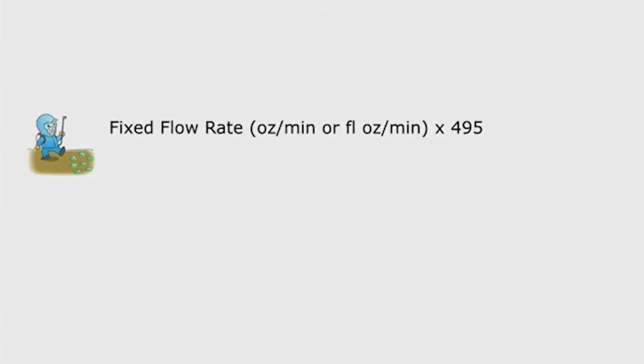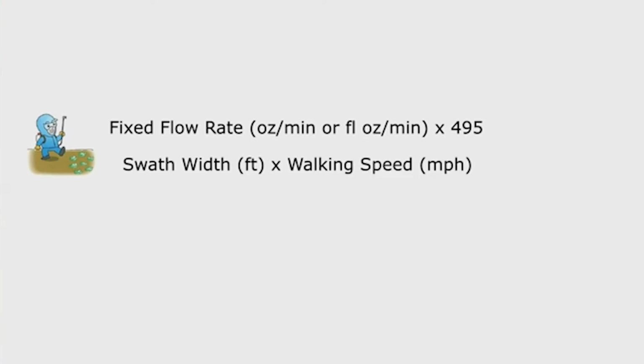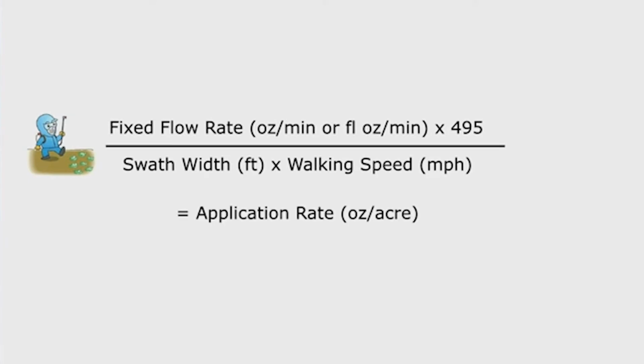Now we have enough information to determine our application rate. Take your fixed flow rate and multiply it by 495. Then, multiply the swath width and walking speed together. We will take these two values that we've got and divide them, and that should give you your application rate. Record the gate setting on the handheld or backpack applicator, the throttle setting, and the resulting application rate. If these numbers are okay, then you're done.